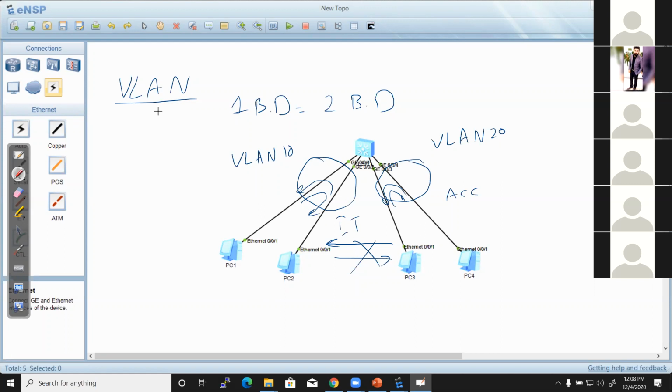Efficient performance and saving time. How are we saving the time? For example, if PC1 wants to communicate with PC4, then there will be a broadcast going to each and every one. When we divide it, it will go only to the devices inside its own VLAN. This communication is very fast.